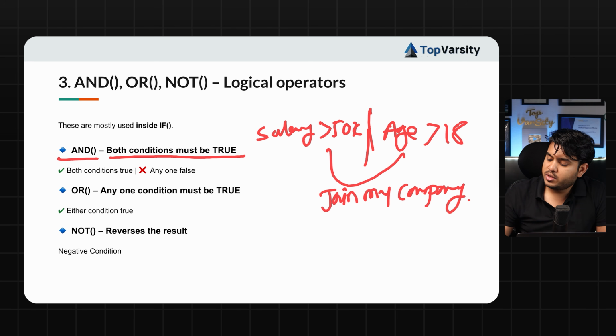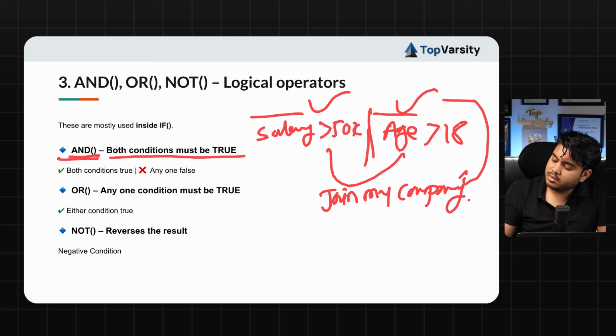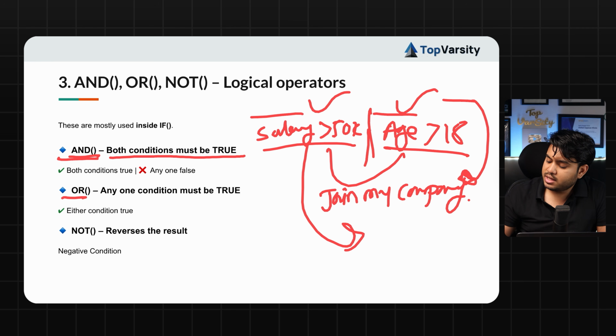Okay, there are two conditions. First is the salary condition and second is the age condition. So for that I will use AND. If both are right, then you can join my company. Okay, this is very simple. Second is OR. OR means I don't care, either your age should be 18 or your salary should be 50k, you can join my company. Then here the condition is OR, 1 or 2. Okay, if anything works, you can join my company.